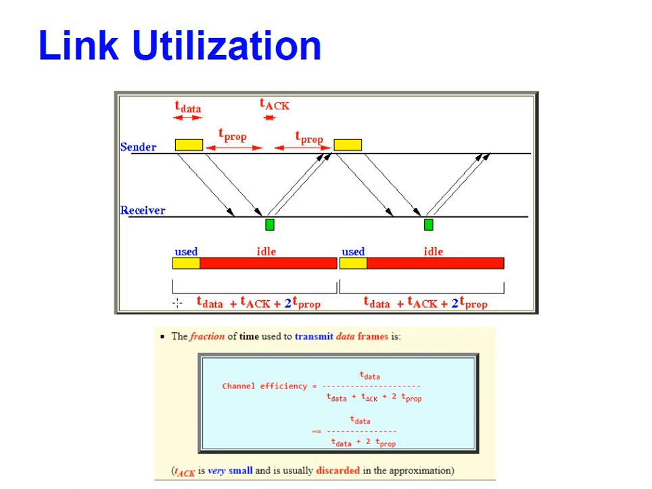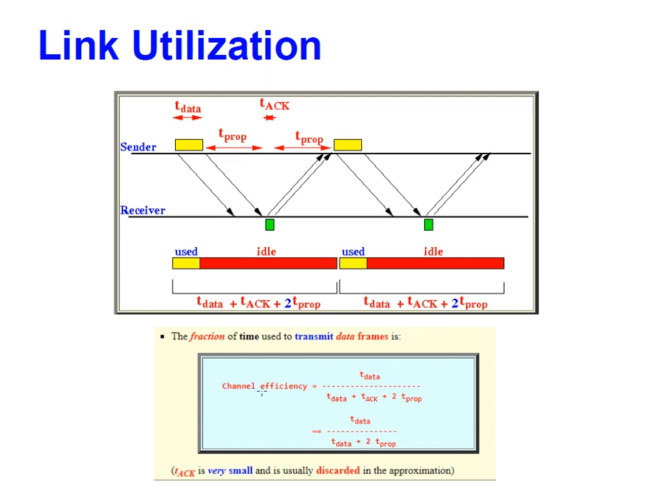So the entire frame, the total T frame from here to here, consists of T data plus T propagation plus T acknowledgement, and again T propagation. That is what is considered the total frame. So the propagation delay is nothing but T propagation divided by the total T frame. That is what we say here.